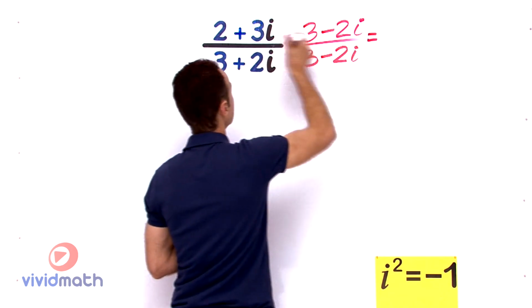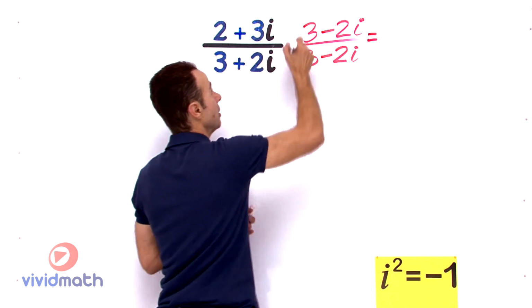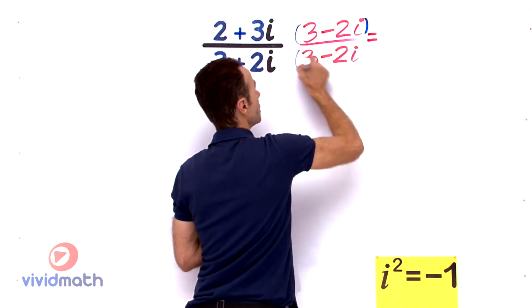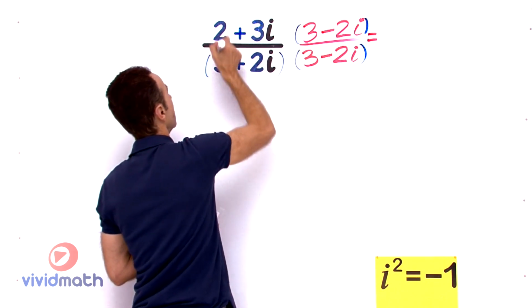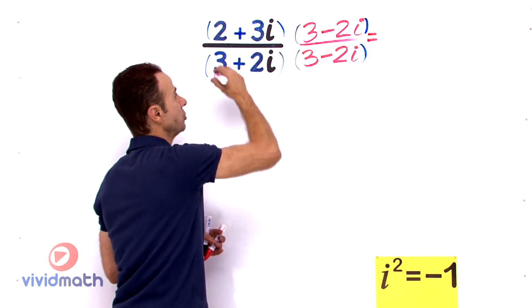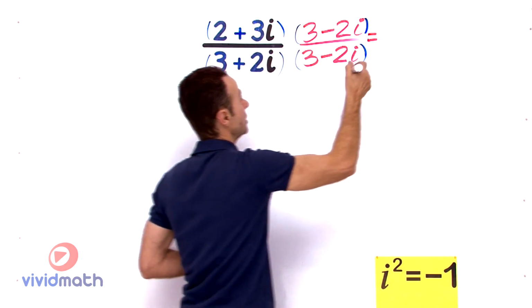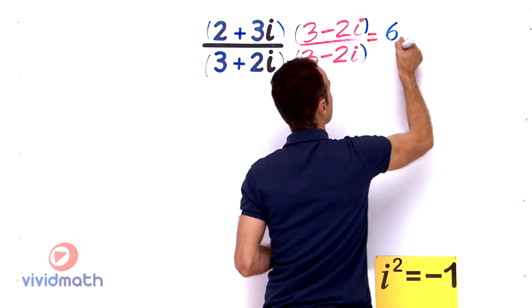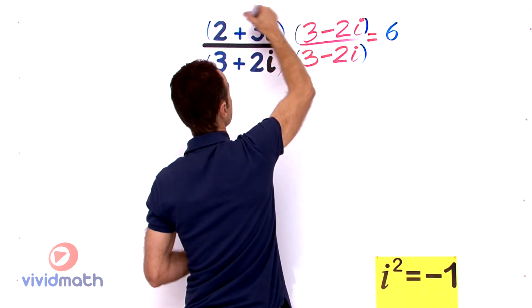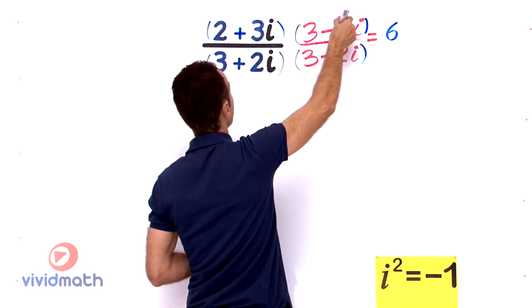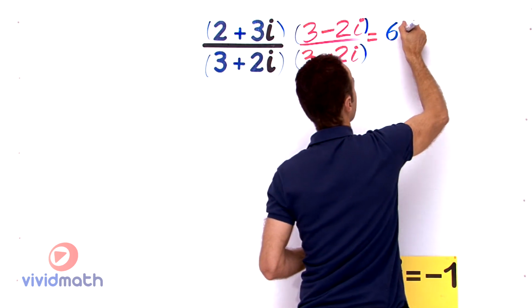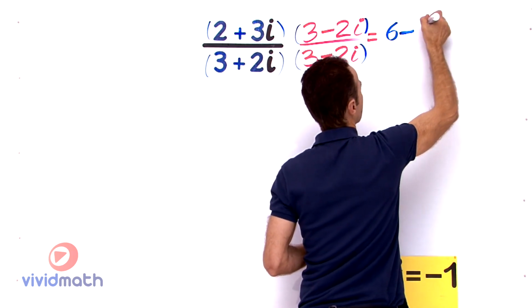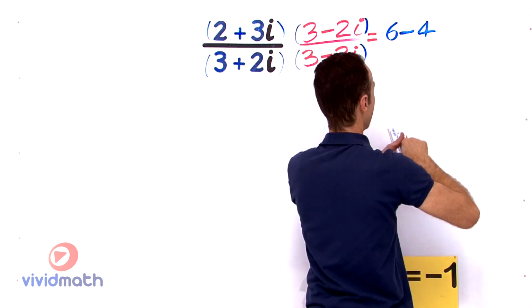So let's multiply across. We are going to use the FOIL method. Let me just put brackets here so we can FOIL it. Okay, let's do the top. 2 times 3 is 6. 2 times negative 2 is negative 4i.